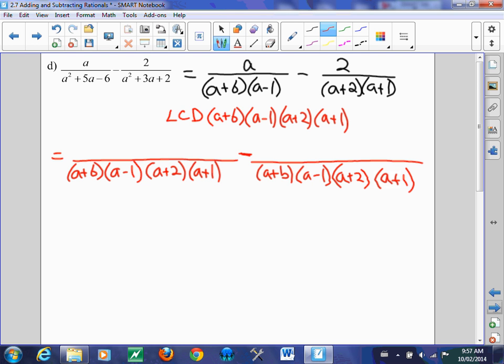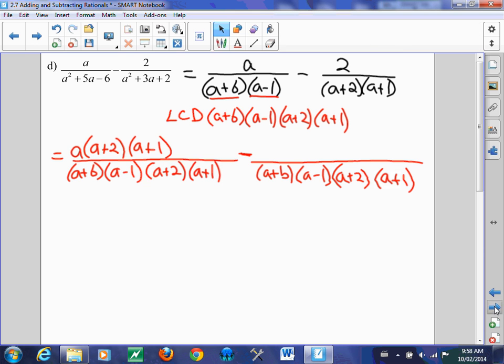Let's do some work. Okay, so what currently exists is A. What 2 do we have? What 2 do we already have covered? We already have a plus 6 and a minus 1. So we need the other 2. So we're going to times it by a plus 2 times a plus 1.